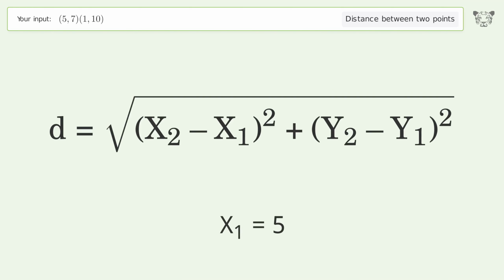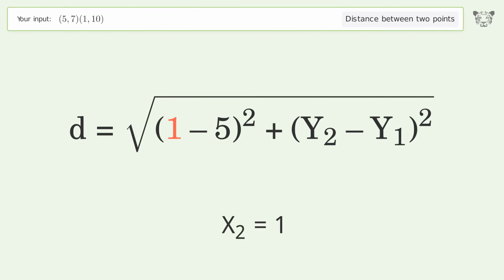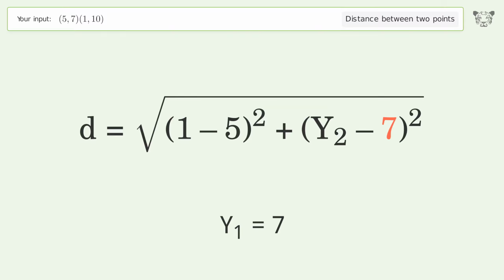x1 equals 5. x2 equals 1. y1 equals 7. y2 equals 10.